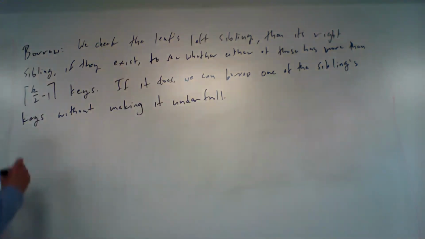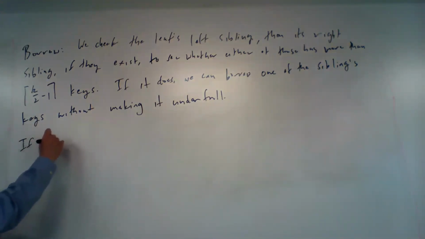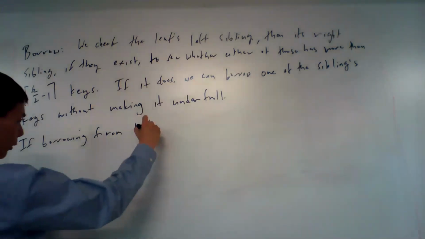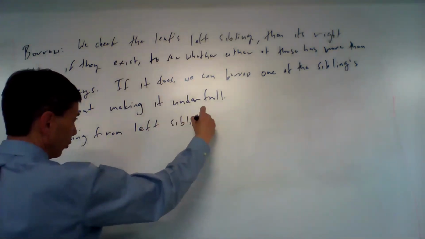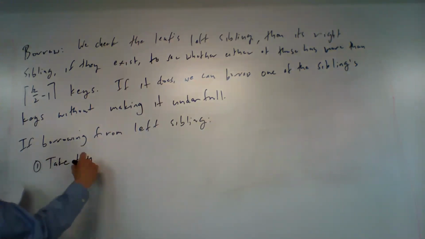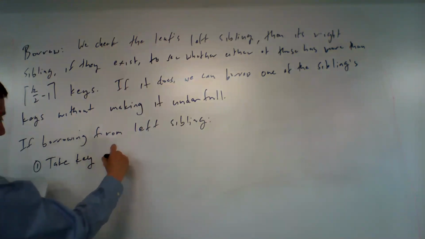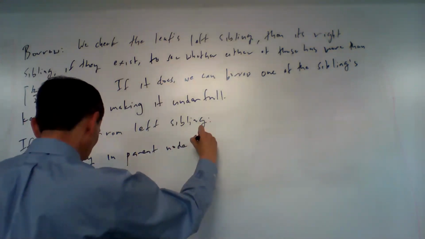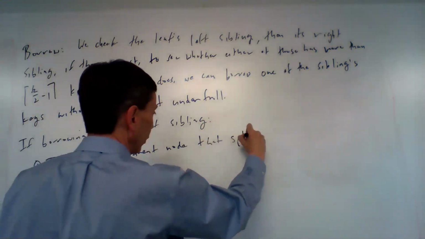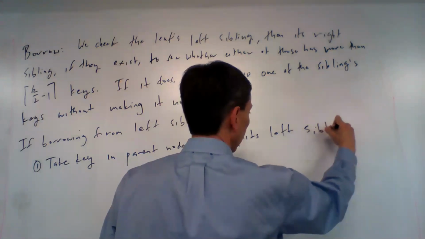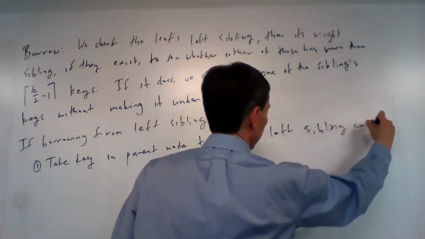So if we're borrowing from the left sibling, these are the exact steps that we go through. We first take the key in the parent node that splits the left sibling and the leaf.